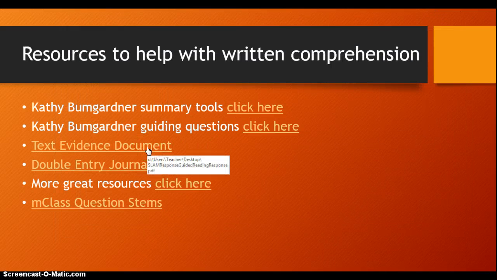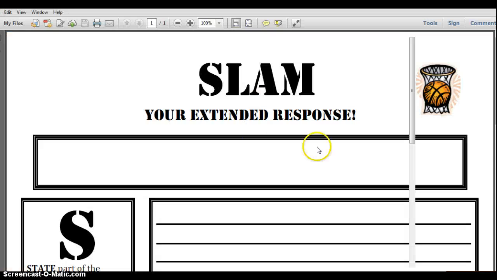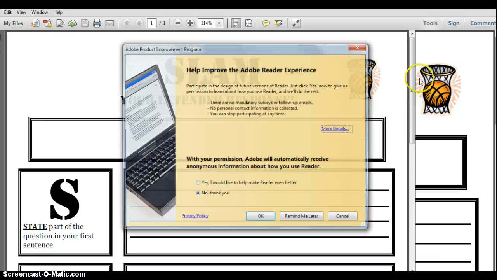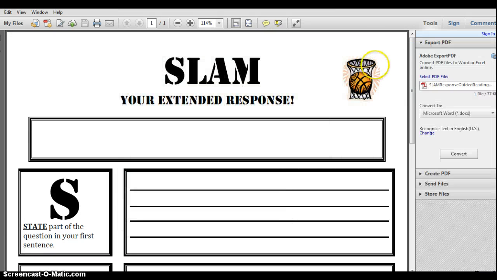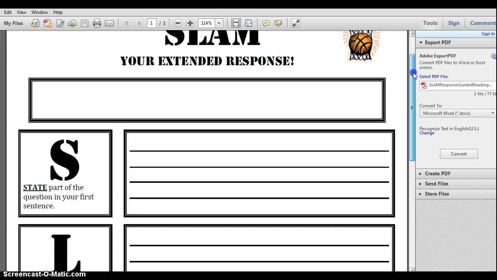There's also a text evidence document. We have found that our students with the Common Core are having a hard time finding text evidence to support their answer. So this particular document is really good. It's called SLAM, and it's there to help you extend your responses.